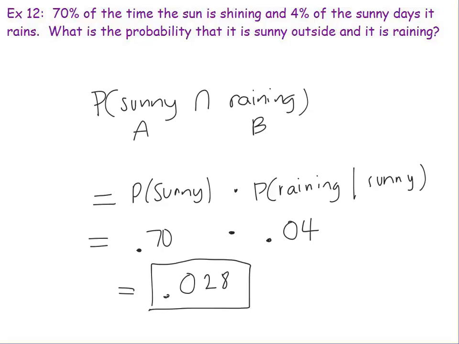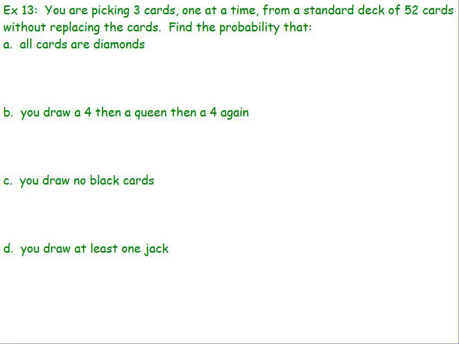Now that one was not quite straightforward. Examples 13 and 14 focus on the exact same concept. This is really where the idea of not being independent comes into play. So we're going to look at 13 together, and then you are going to do a little bit of 14 on your own. You are picking 3 cards, one at a time, from a standard deck of 52 cards. The big key here is without replacing the cards. Every time you draw a card, the deck is now different. Now, if you struggle with card probabilities, in class, ask to borrow a deck of cards so you can physically see what cards you're working with.